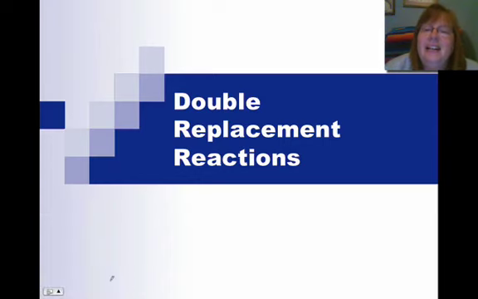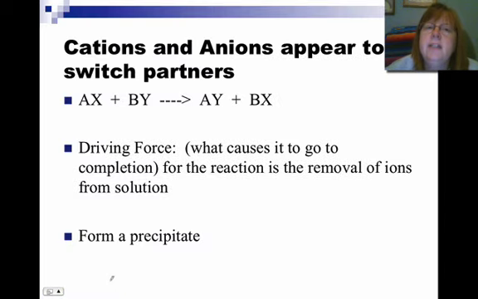Hi, we're going to look at another type of reaction today, and that's the double replacement reactions. So let's look at the general format of a double replacement. You have cations and anions, and they're paired up with one another in an ionic compound, and they appear to be switching partners.